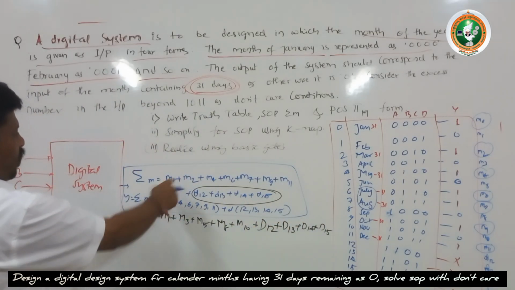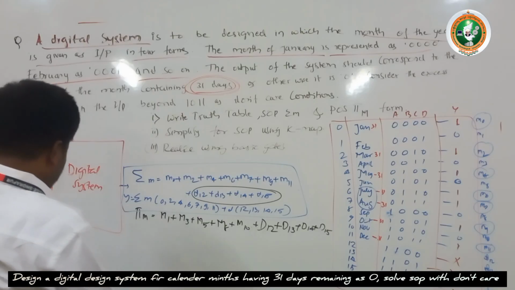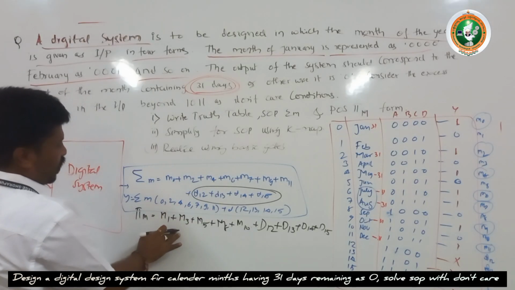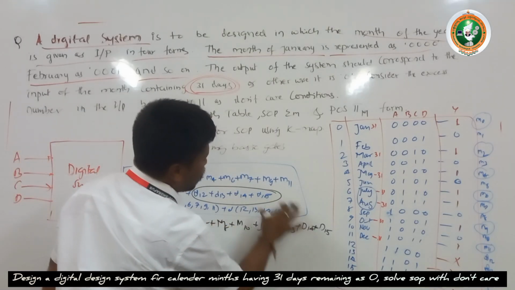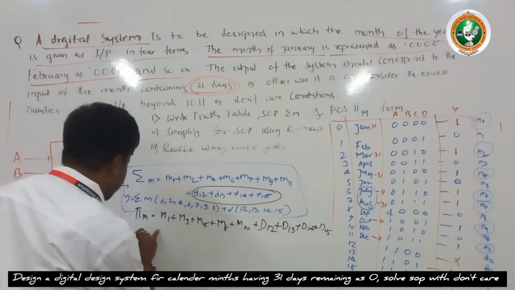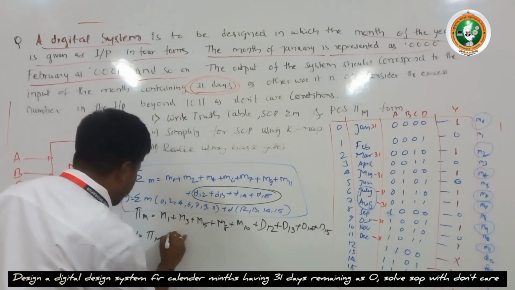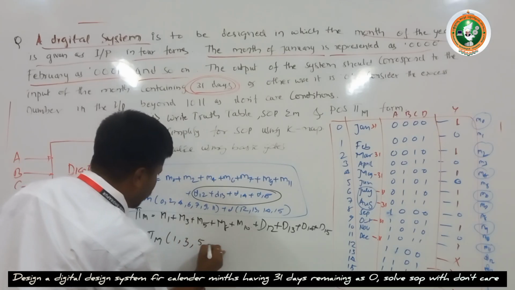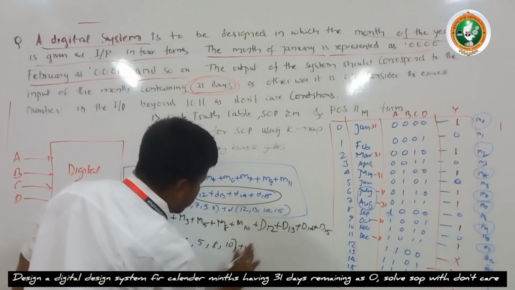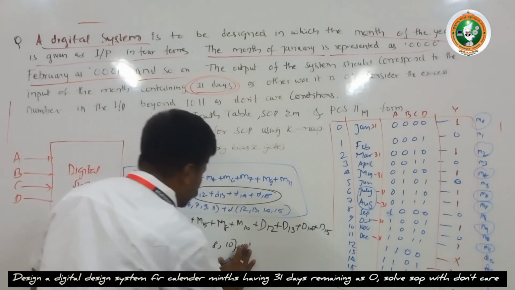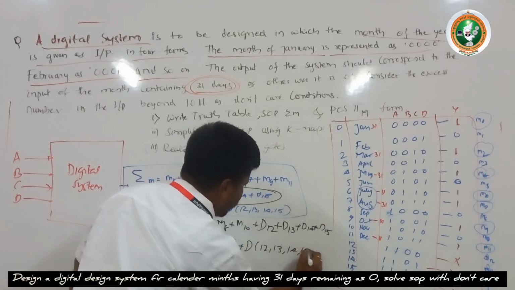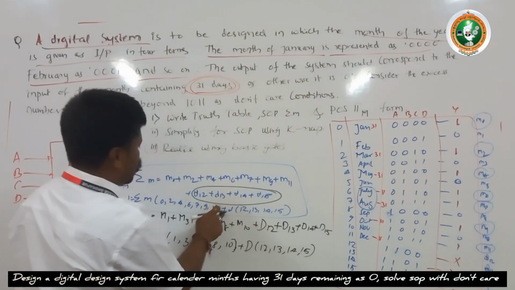Now I have to write the POS form from the SOP itself. Already we have written the missing terms from the minterms as the maxterms. The don't cares are the same as in the SOP. Just write y equals pi of M, 1, 3, 5, 8, 10. Then the don't cares are written as plus of d of 12, 13, 14, 15. The don't cares are the same for the SOP and POS.